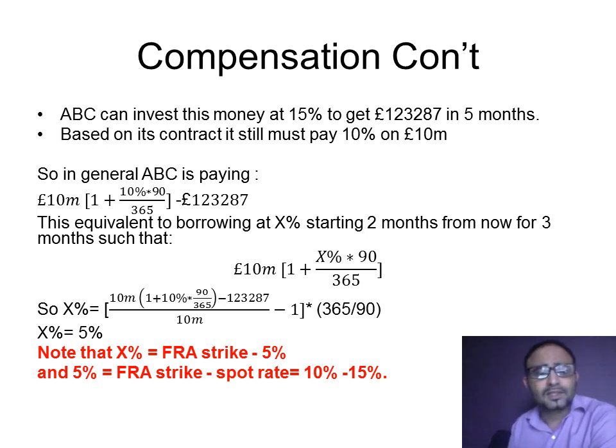And we should note simply that X% in this case is the FRA strike minus the 5%. Once again, from where we got the 5%, well, it's simple. It's again the FRA strike like before, the 10% minus the spot rate, which was 15%.